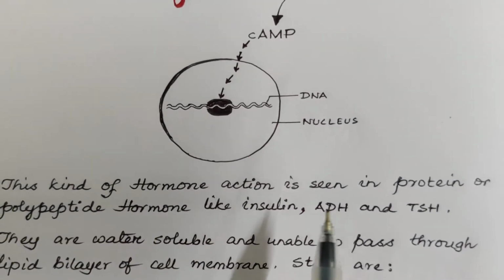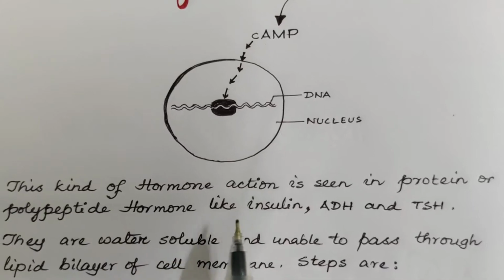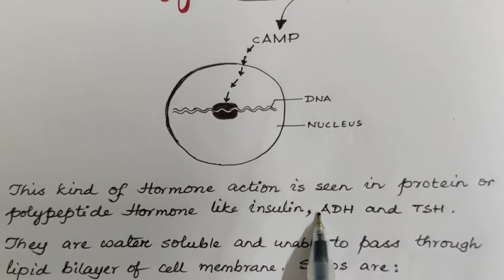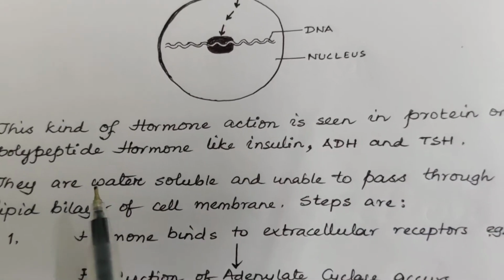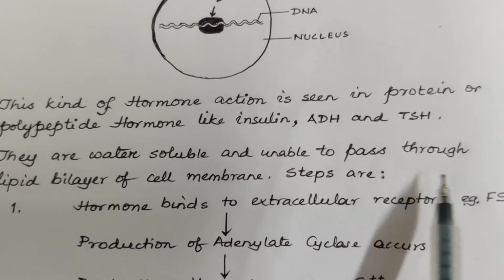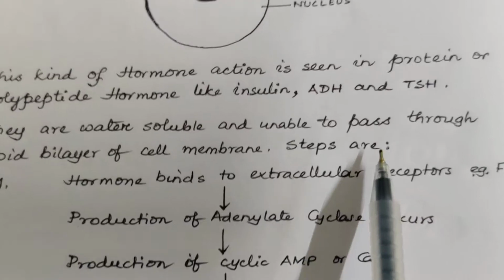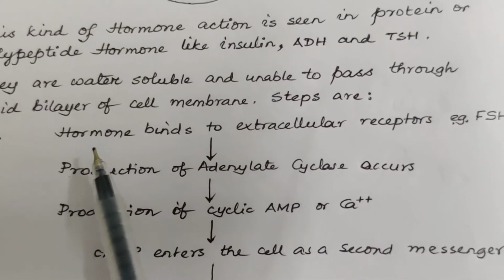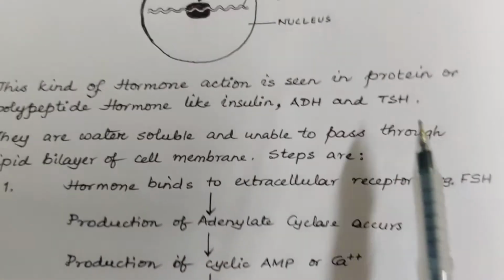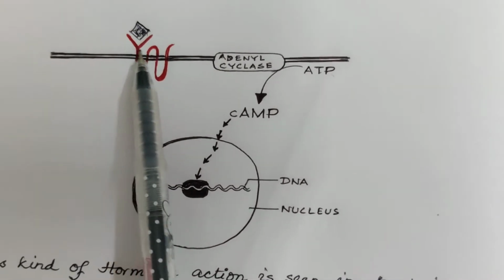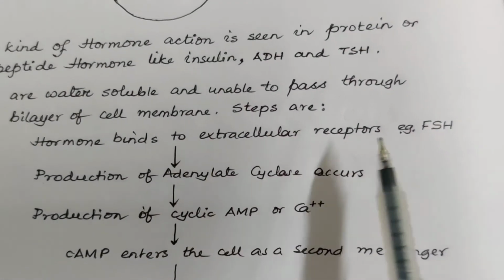This kind of hormone action is seen in protein or polypeptide hormones like insulin, ADH and TSH. Now they are water soluble and unable to pass through the lipid bilayer of the cell membrane. The steps over here are, the first step is the hormone binds to extracellular receptors, as you see over here. This is the extracellular receptor.